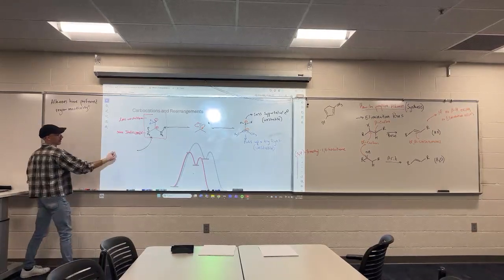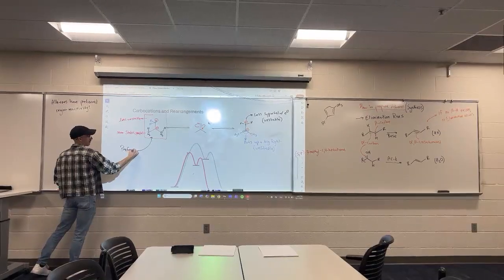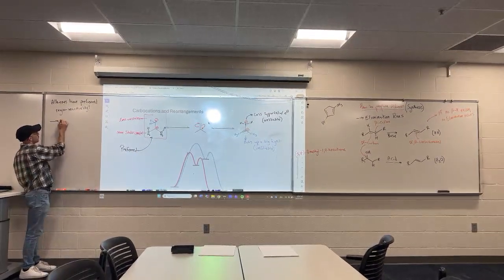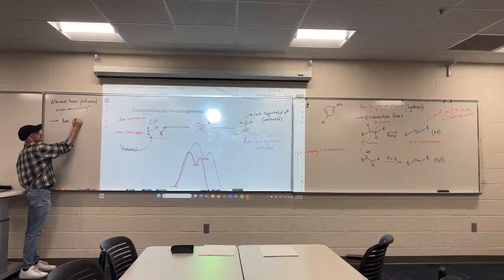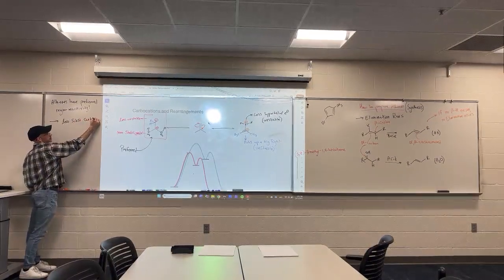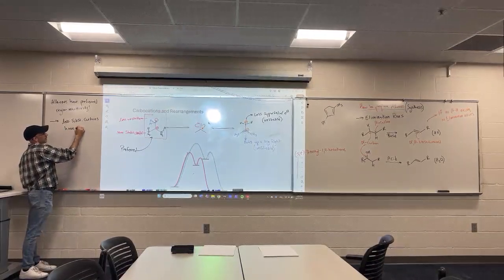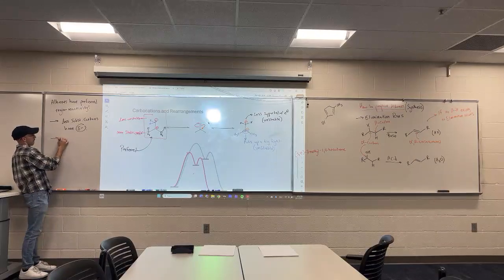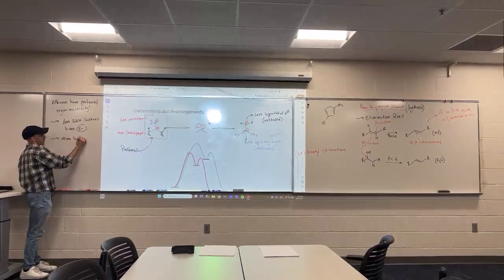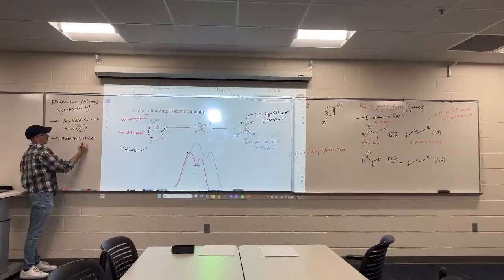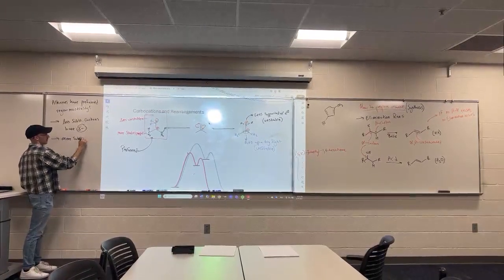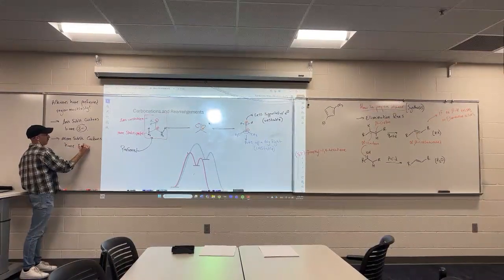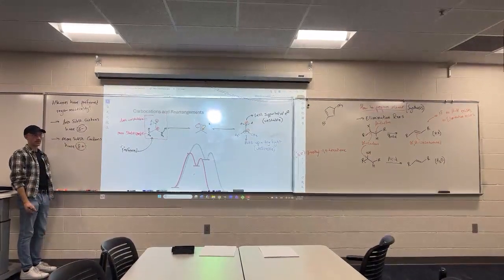Here's the impact it has on the regioreactivity. Less substituted carbons have partial negative character. More substituted carbons have partial positive character.